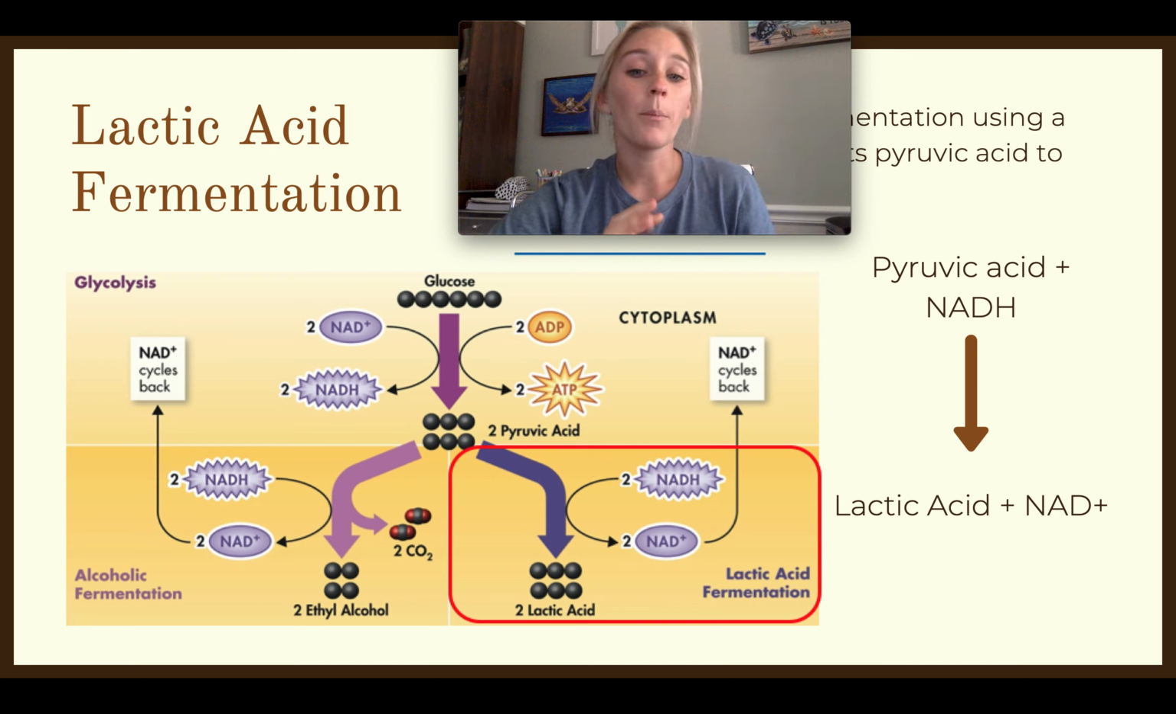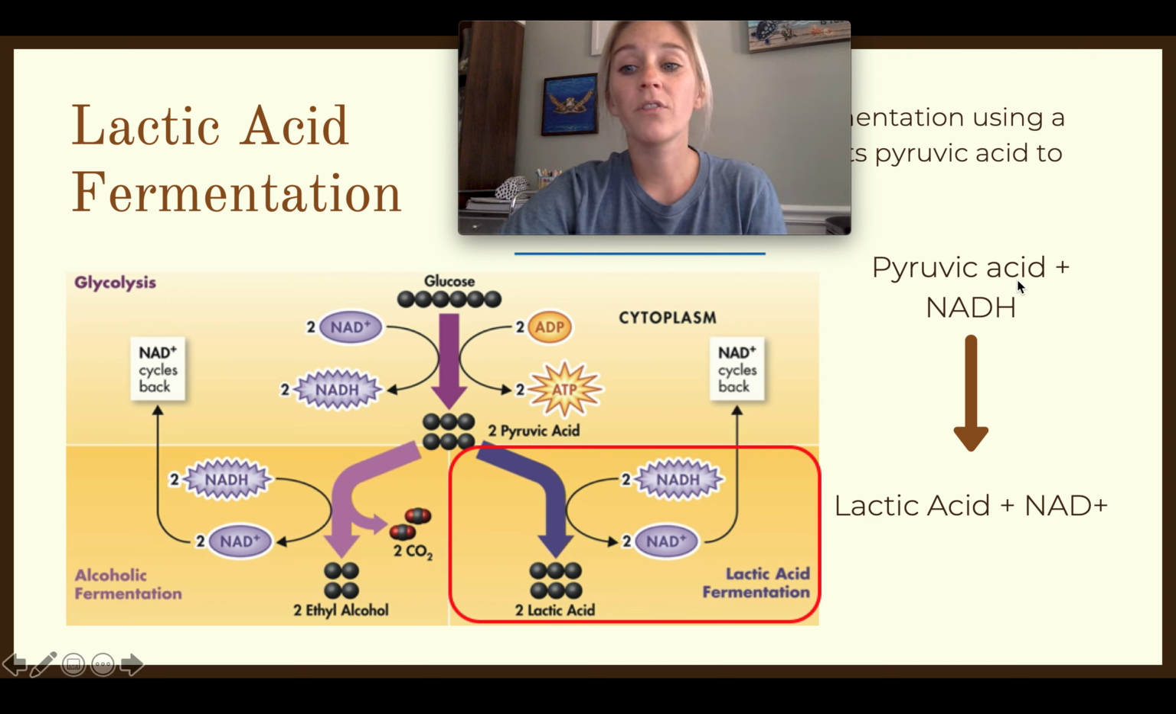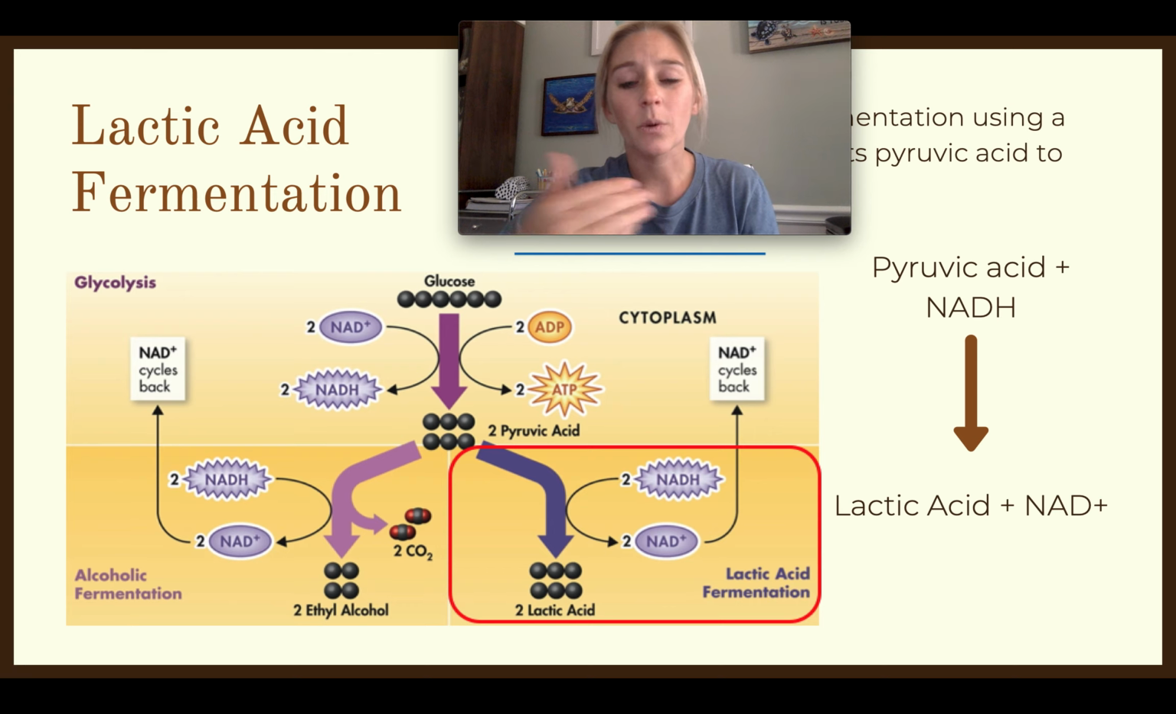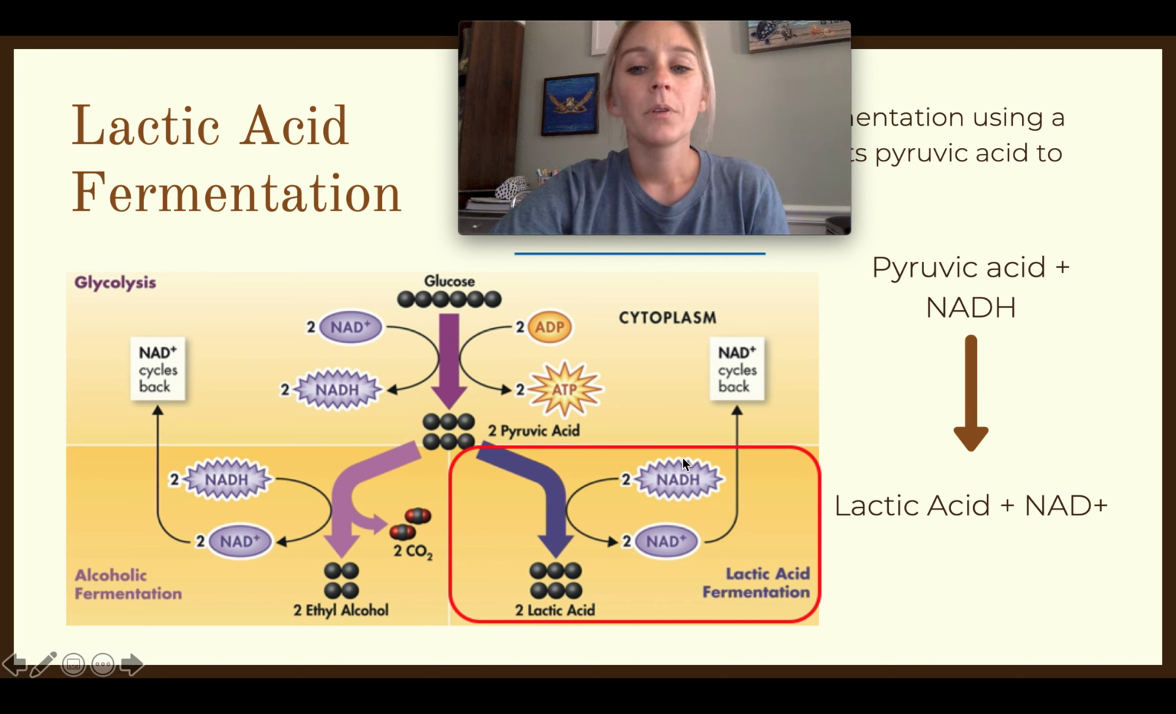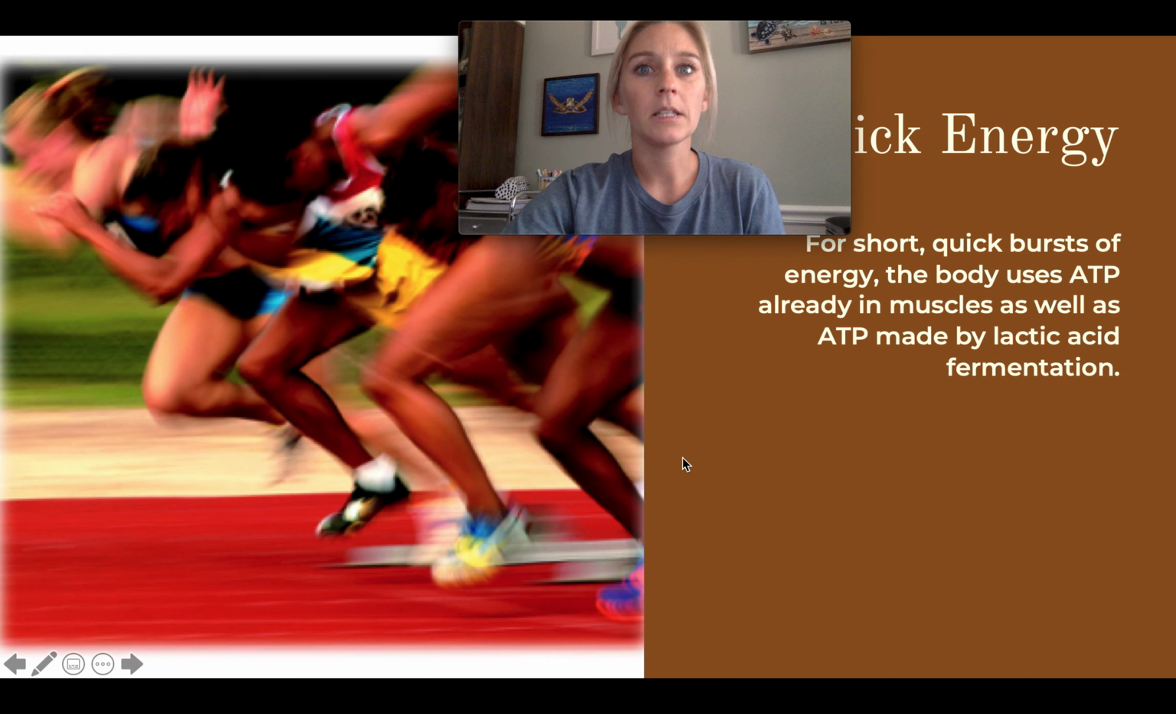If you think about both processes, the alcoholic and the lactic acid, they have the same 2 reactants. They are both using pyruvic acid and NADH. They both have the NAD+ product in common. And this is needed to accept electrons when that glucose is broken down into pyruvic acid, and that's why the cycle continues.